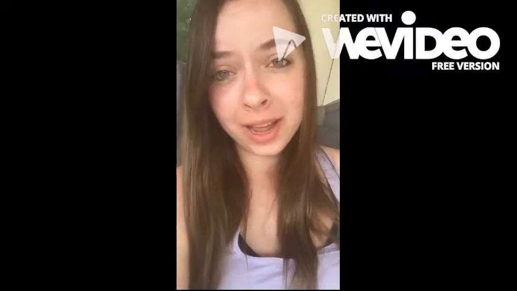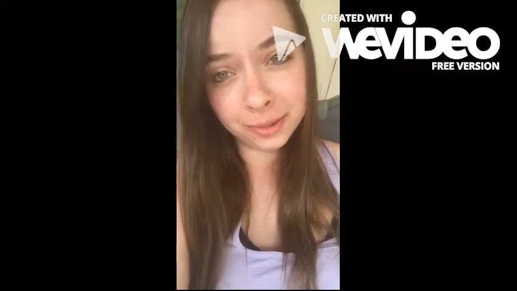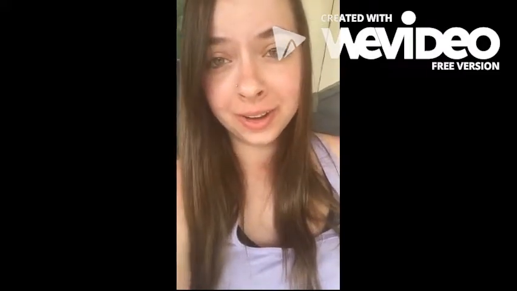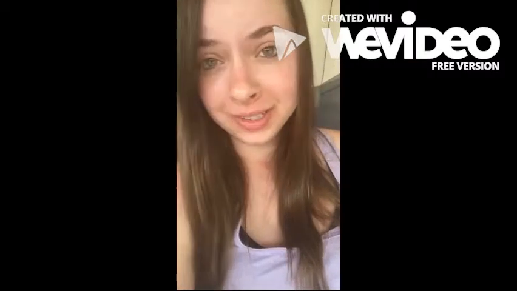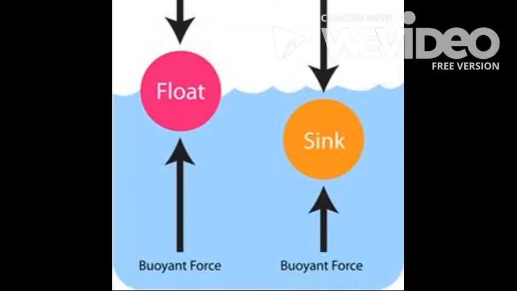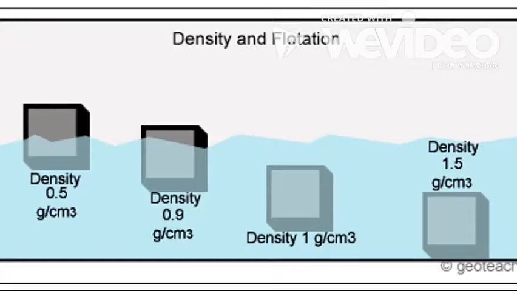So it's about why things sink or why they float, and this has to do with a little thing called density and also buoyancy. Buoyancy is the force on a body that allows it to sink or float when it's put into a fluid. Here it shows that something that has less buoyancy floats and something that has more buoyancy sinks. Density is how much matter occupies a given amount of space.